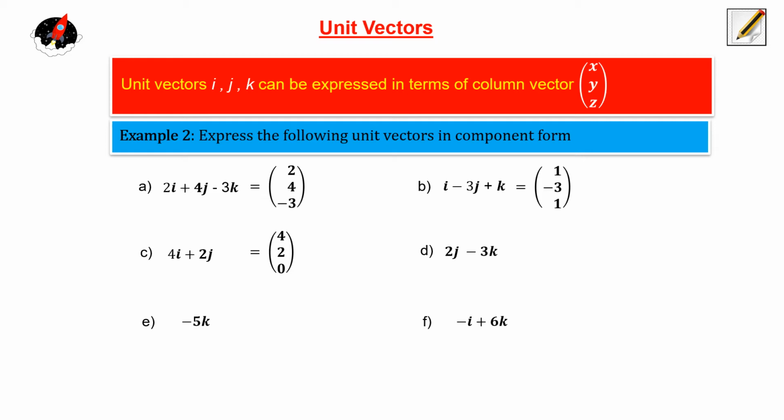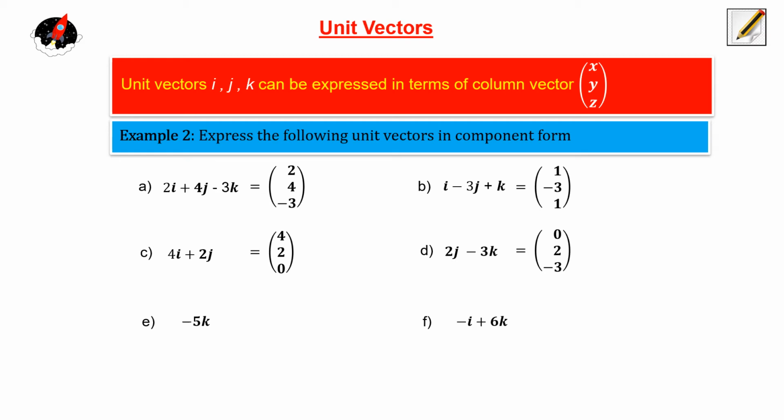We look at D, we have 2j minus 3k. In this case, there is no i term, so the x component will be 0, the y component is positive 2 because we have 2j, and the z component is minus 3 because we have minus 3k. So as a column vector, we have 0, 2, minus 3 to represent 2j minus 3k.